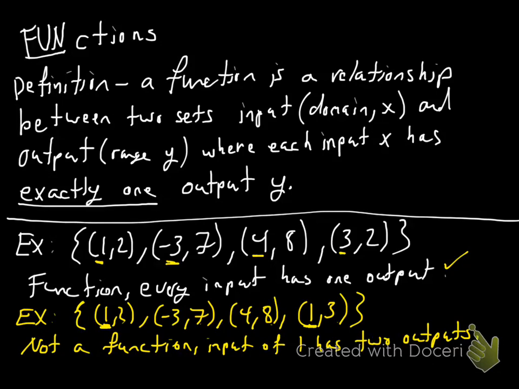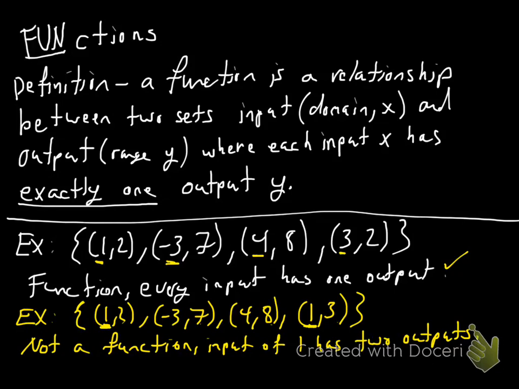Definition of a function is a relationship between two sets. One's going to be your input, and that's usually called the domain. We usually use the variable x, and the other one is the output, and that's usually called a range or the y. Where each input x has exactly one output y. So one input, one output.